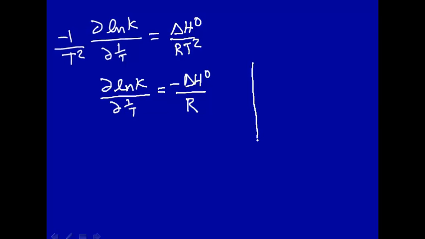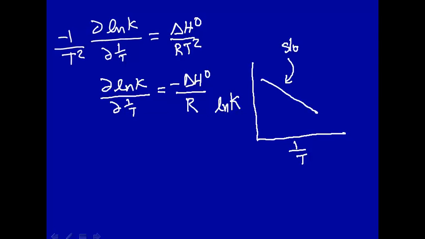In other words, if you measure the equilibrium constant as a function of 1 over temperature, so this would be K, and let's plot the natural log of the equilibrium constant versus 1 over temperature. We're going to get some data that could be positive or negative, but what we're saying here is the slope will be equal to minus delta H0 over R. Or in other words, delta H0 will be minus R times the slope of this line.